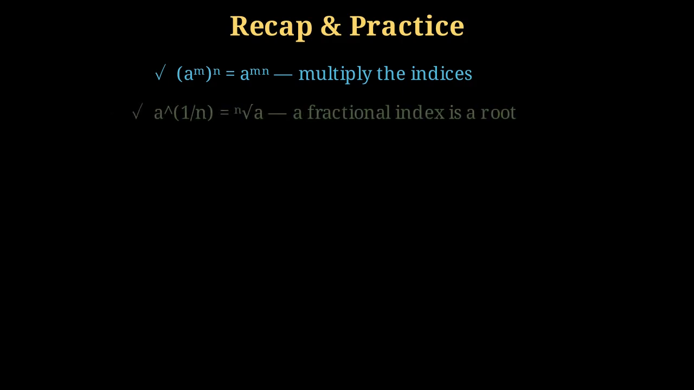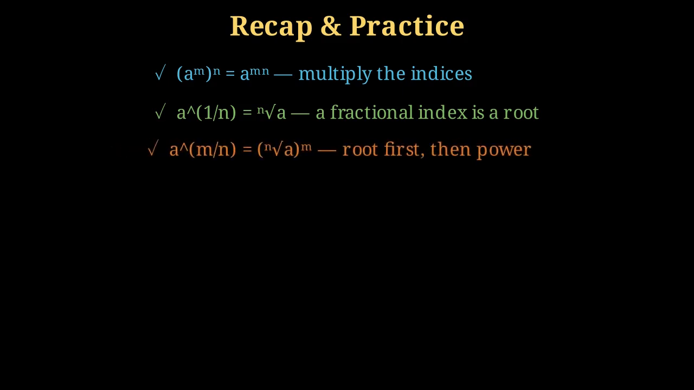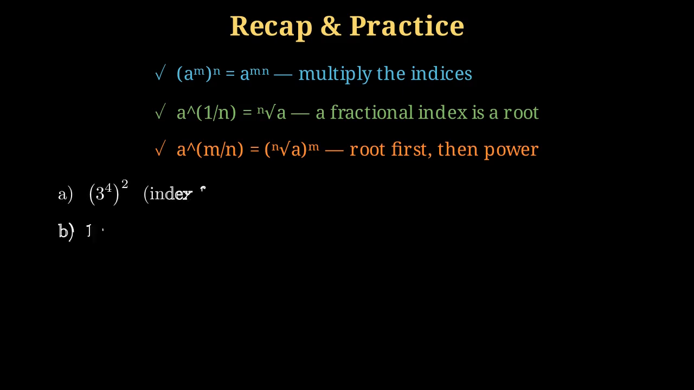Let's close the loop on everything you set out to learn today. A power raised to another power: keep the base and multiply the indices, never add them. A fractional index is a root. Power a half is the square root. Power 1/3 is the cube root. Power 1 over n is the nth root. And for an index of m over n, take the nth root first, then raise the answer to the power m. Your practice: pause and try all 4.